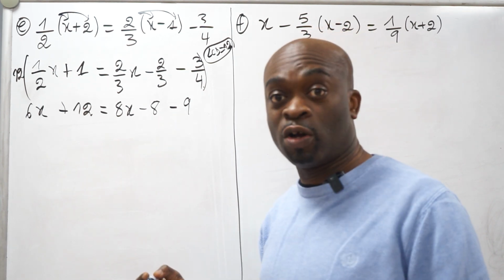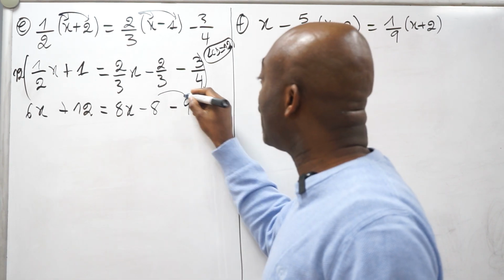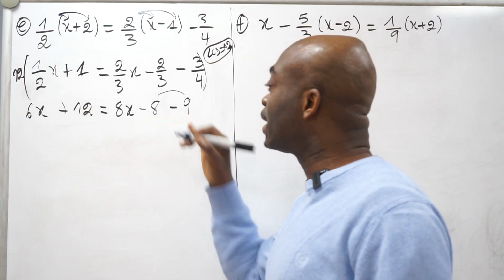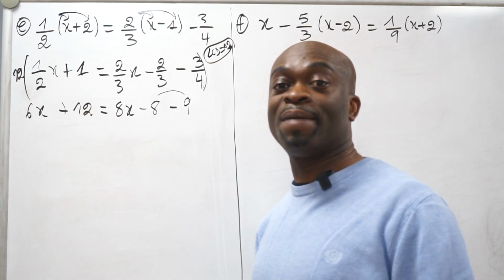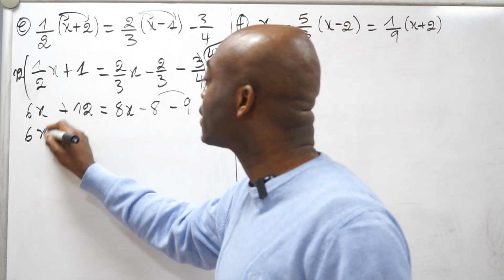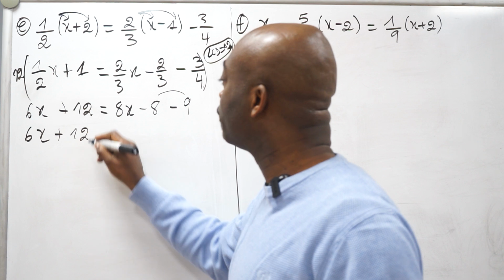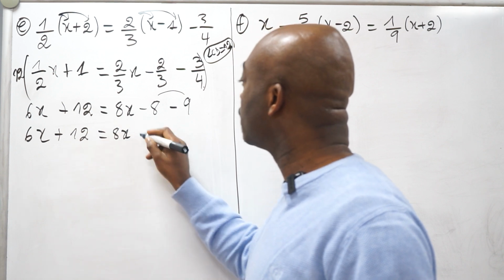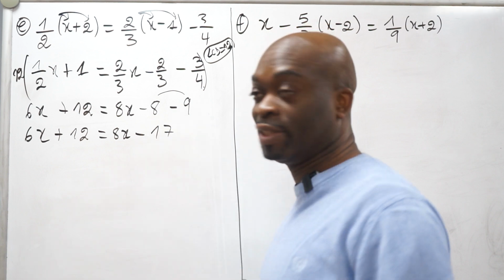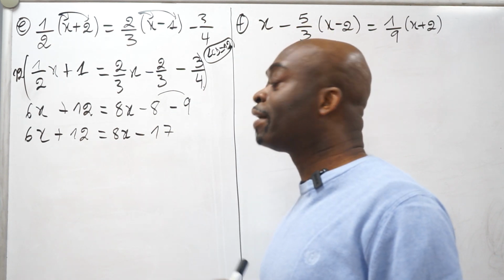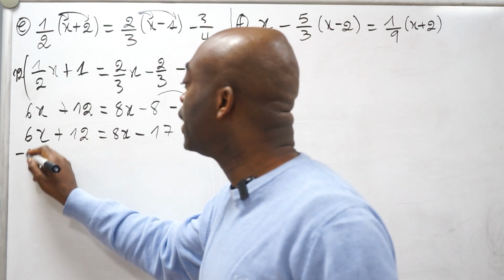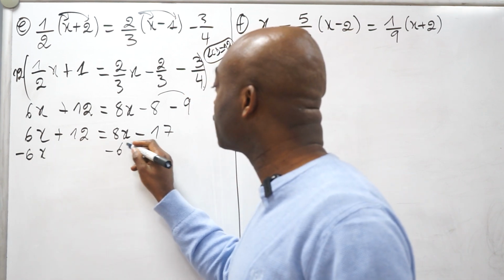Now we can combine like terms. All right? So that means 8 and 9 are like terms, because both of them are numbers. So negative 8, negative 9, both carry the same signs. That means you're going to add and keep the sign. And everything else, you just bring it down. So 6x plus 12 equals 8x minus, so you add 8 and 9, which is 17. So that's negative 17. All right? We got to keep going by combining like terms. So 6 is smaller than 8, so we go negative 6x, negative 6x.